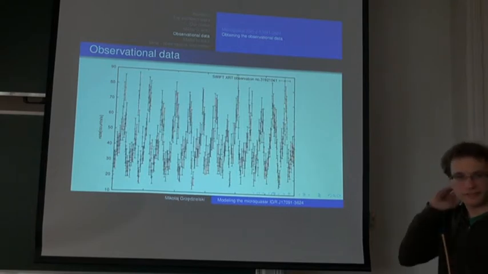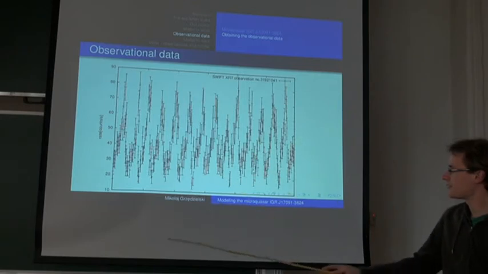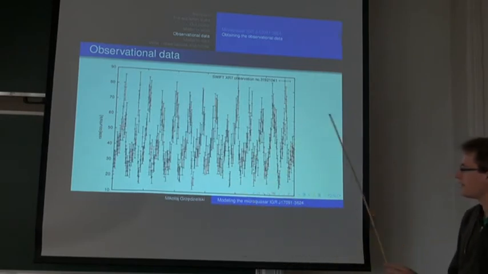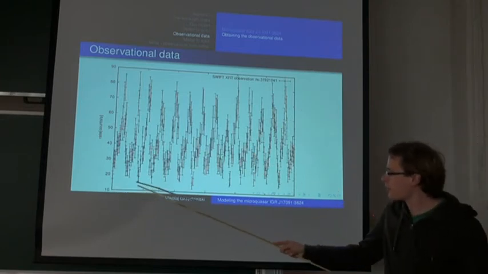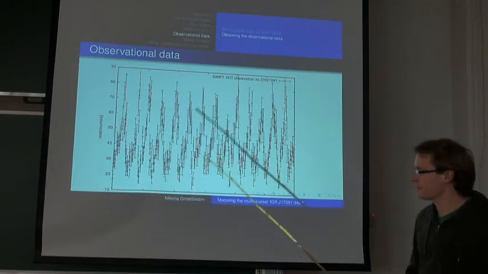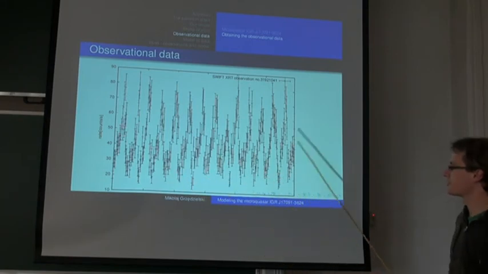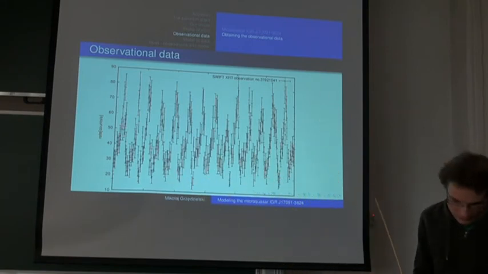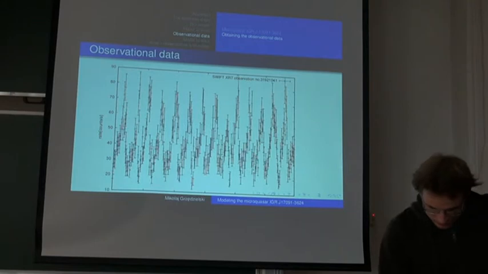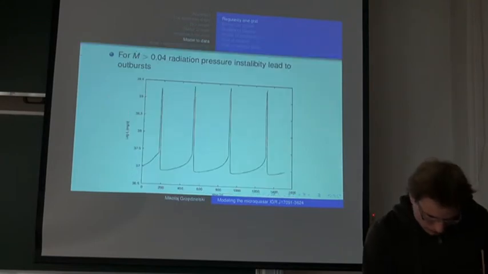What is on the x-axis? Time. But in which units? In years, days? 20 seconds is the period. Total time of that data is 300 seconds.